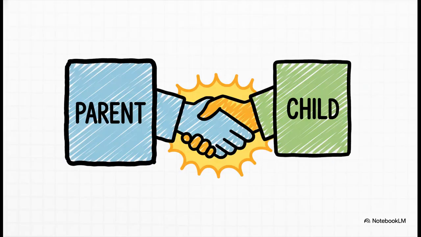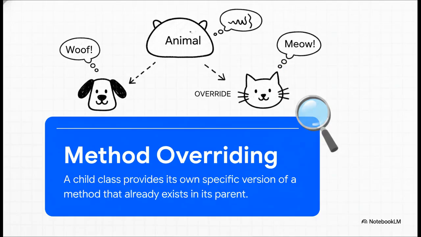So, if you remember one thing about this, remember this. Super is that essential bridge. It's the official handshake between the child and the parent. It guarantees everything gets set up correctly, all the way from the top of the family tree down to the bottom.